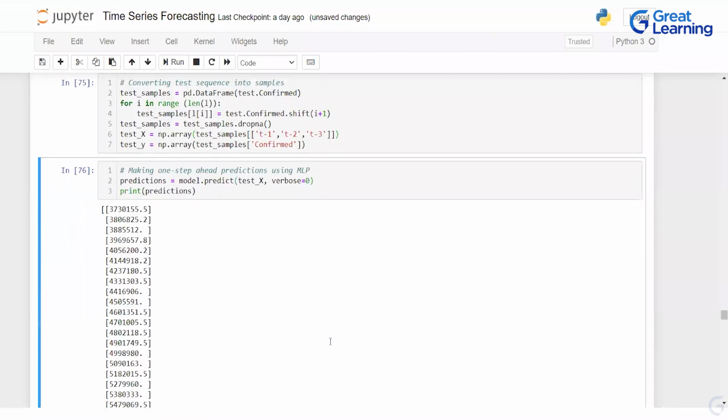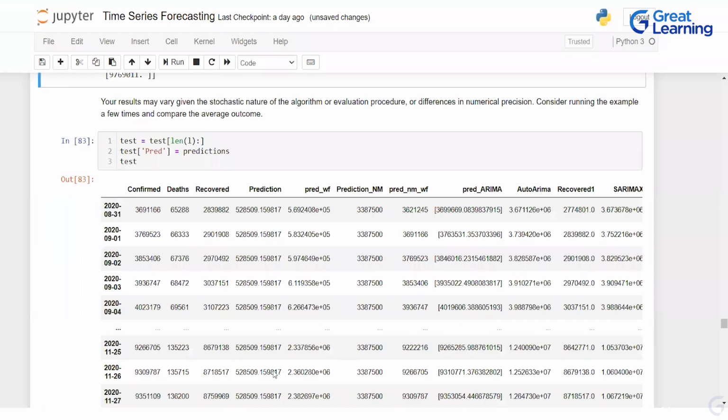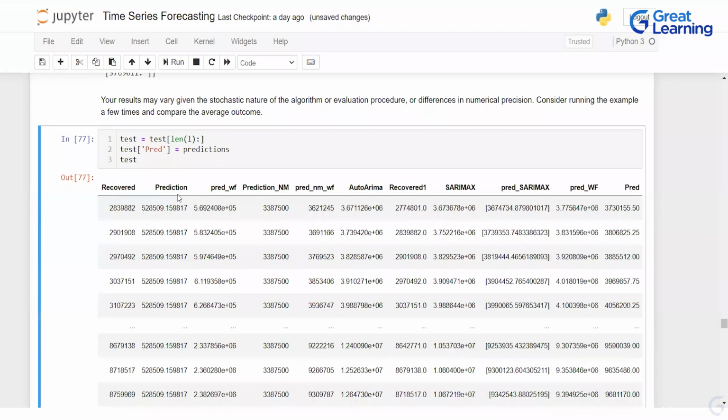This is what I got. All the prediction values, adding them over here. So now you have different models' prediction values for your confirmed cases. With walk forward, this is your normal prediction with that mean. This is with walk forward validation. This is your prediction on the naive model. This is with walk forward and all these things. This is with your perceptron, that MLP that you are having.